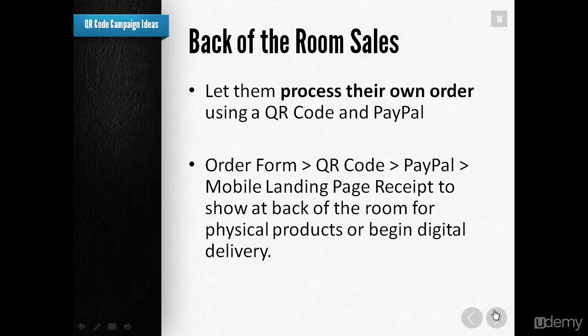Or you can have your order form, all that's still there, but have a QR code that links to the PayPal for what you're selling. They will go straight from the order form to the QR code to PayPal. Give them a mobile landing page receipt after they've paid that they can show you at the back of the room, and then you can deliver your physical products because they've already paid.